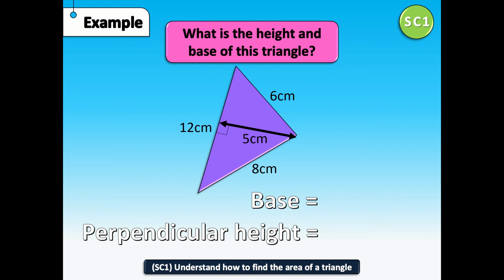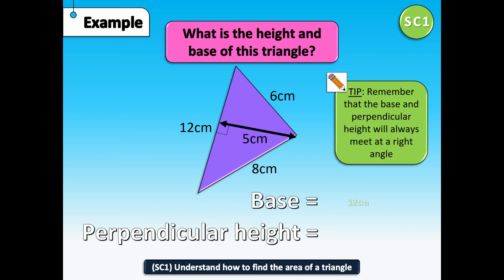For this triangle, try not to be fooled because it's been rotated. The base would be 12 centimeters, and the height is the measure that meets it at a right angle. So the height would be 5 centimeters.